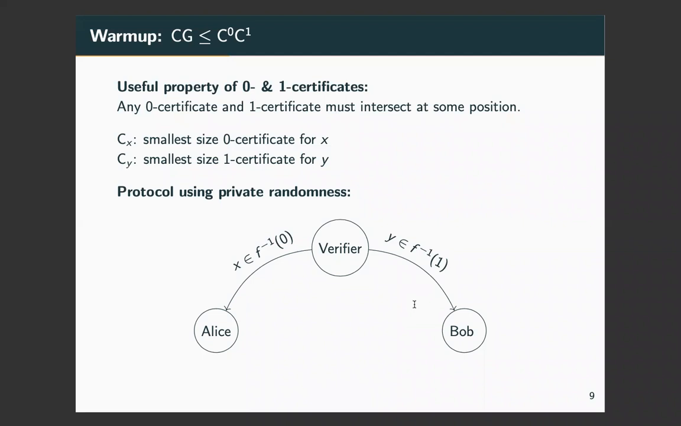Now, Alice is given an input X with the function value 0 by the verifier, and Bob gets Y with the function value 1. They send their outputs to the verifier, who checks if their outputs satisfy the winning condition or not. Now, Alice and Bob take their respective certificates and randomly pick an index that is assigned a value. Now, when do they win if they use this strategy?